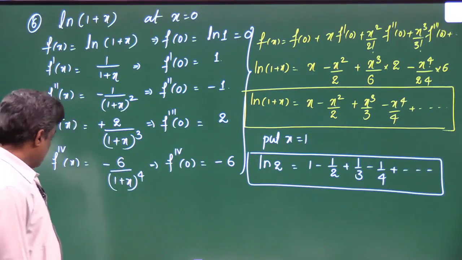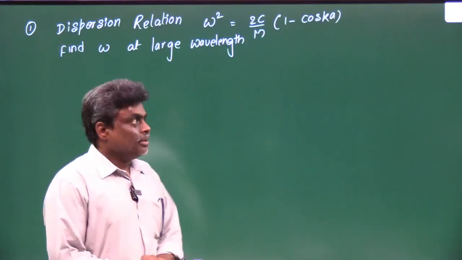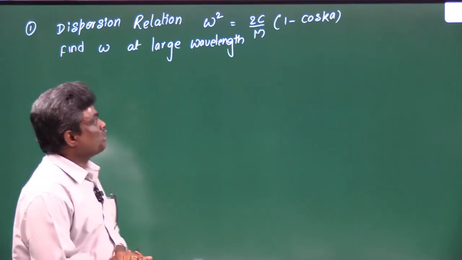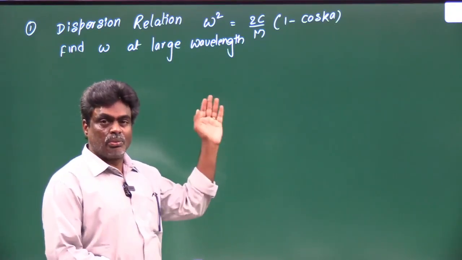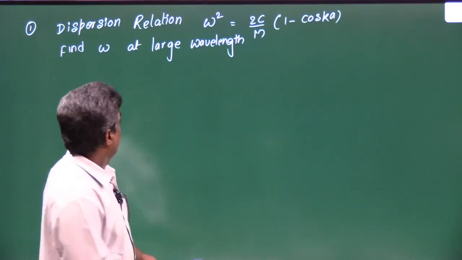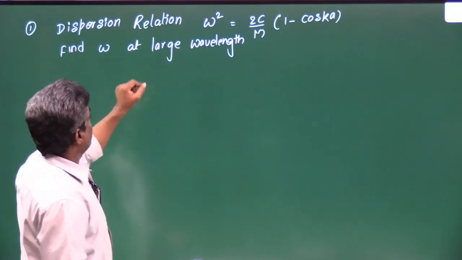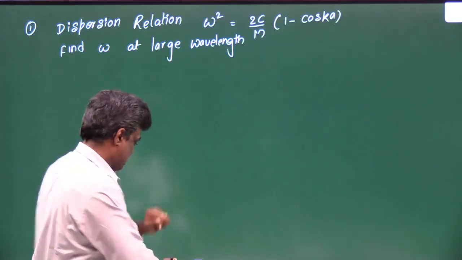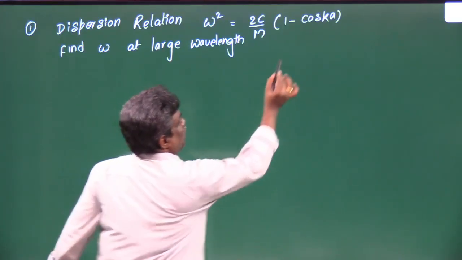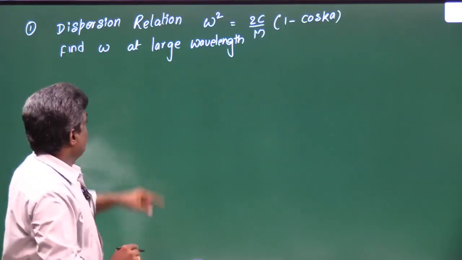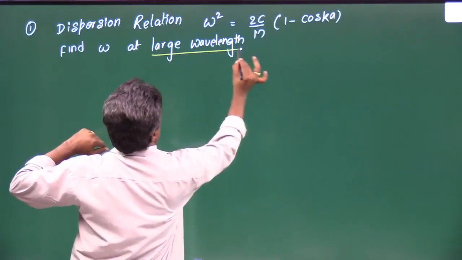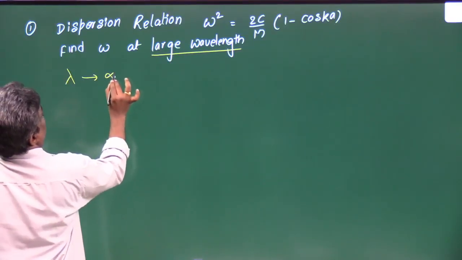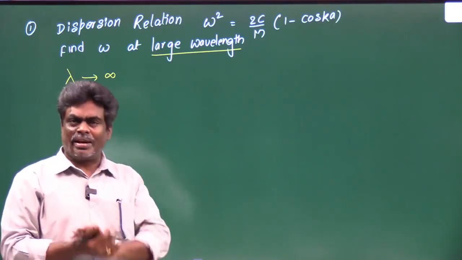Right, now let us take one problem. This was the previous question. The dispersion relation is omega square equal to 2c by m into 1 minus cos ka, and it asks to find omega at a large wavelength. Here we have a cos function and they have given a condition, large wavelength. That means wavelength is very large, let us say wavelength is tending to infinity.